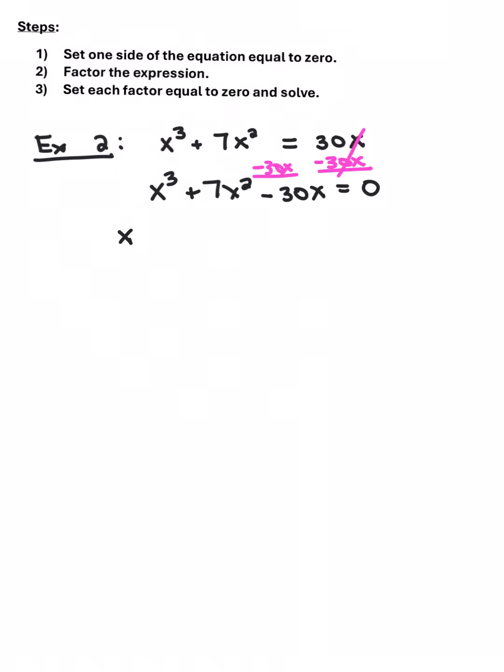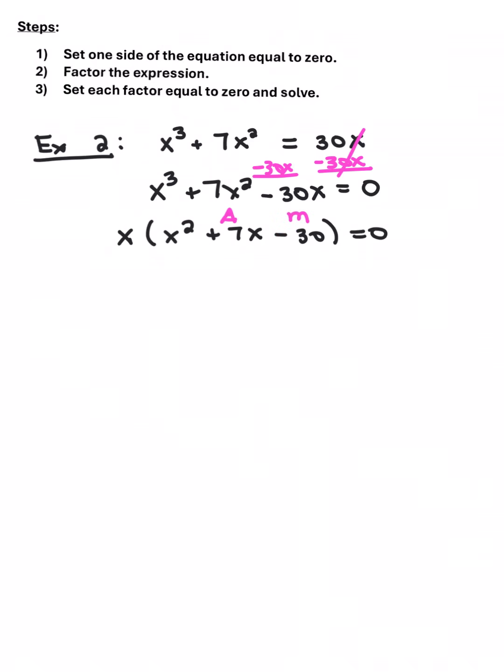We can pull an x out of each term. So that leaves me within the parentheses x squared plus 7x minus 30 equals 0. Okay, so all I did was I factored an x out of each of these terms. Now, if we look within the parentheses, we have a trinomial again with the leading coefficient being 1. Okay, so we're going to utilize the AM method.